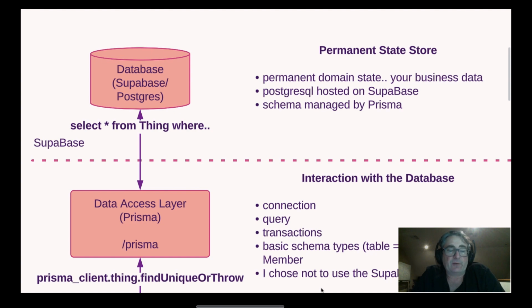The next thing to talk about is the data access layer. So that is also Prisma. That is in the Prisma folder. It handles all of the interaction with the database, so the connection, queries, transactions. It also produces basic schema types. So a type basically where a table equals a type. For example, account and member.